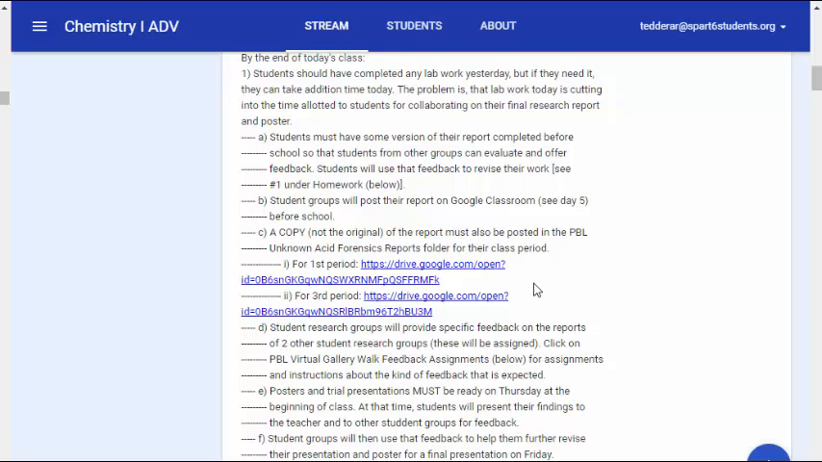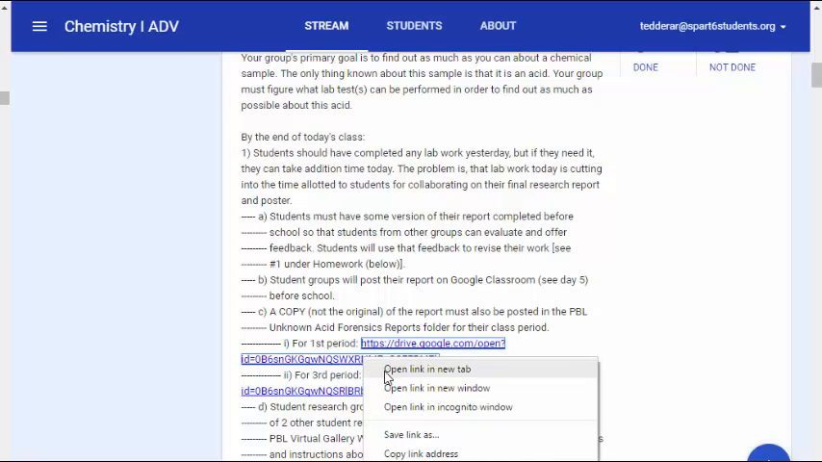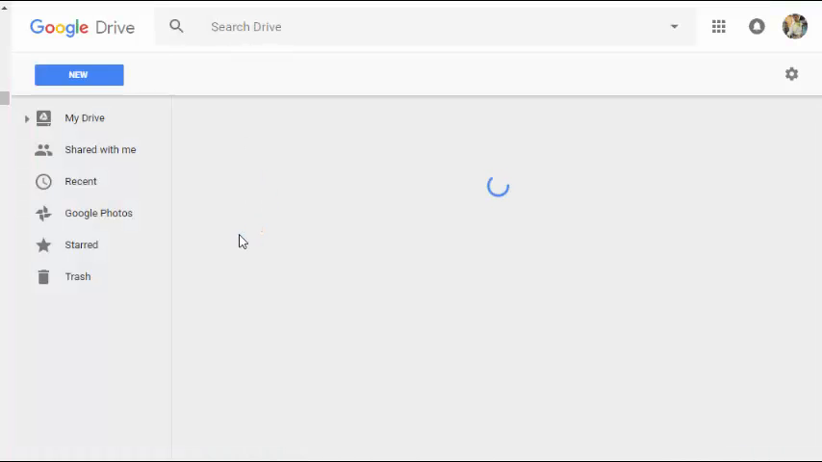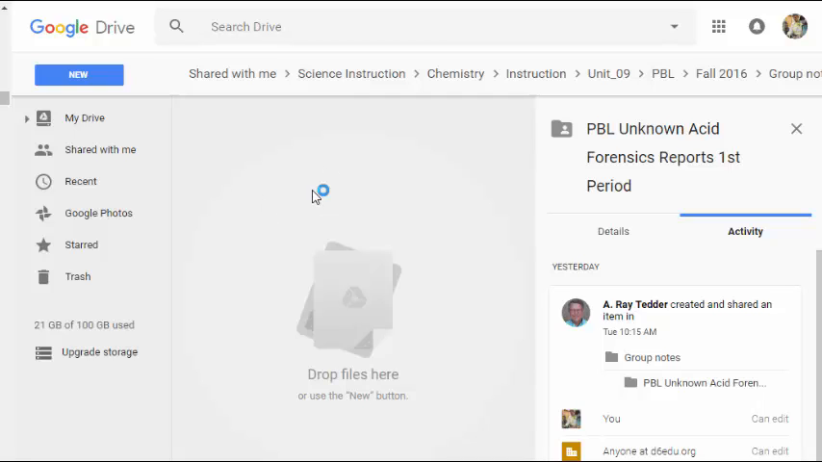Now, by this point in time, every lab group should have a report posted on Google Classroom and a copy of that report posted on the location that I provided for you guys to do that. See if I can locate that for you quickly. So here's the link right here for first period. You simply click the link. I want to do it like this so I can open up a separate page. And what this is going to do is open up a folder in Google Drive, and you're simply going to post a copy of the report here.